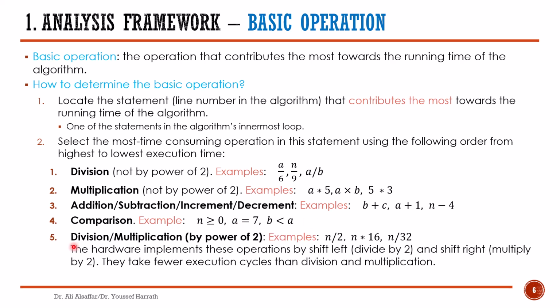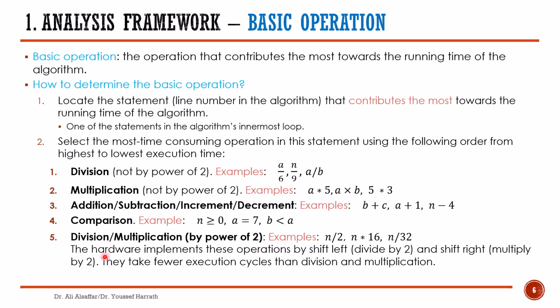Next is the division and multiplication by a power of 2. These operations are implemented by shifting 1 bit to the right for division by 2 and shifting 1 bit to the left for multiplying by 2. Examples: dividing n over 2, or multiplying n by 16 and 16 is a power of 2, or dividing n by 32 and 32 is a power of 2.